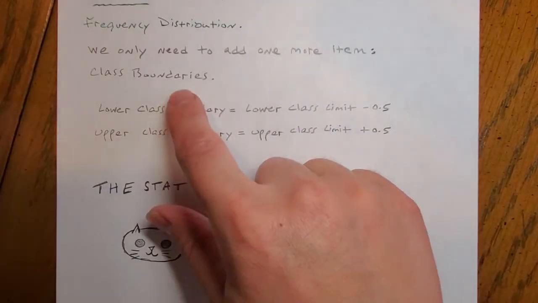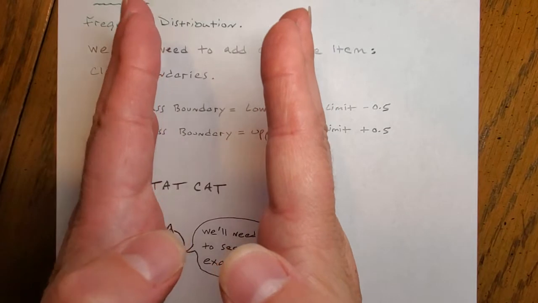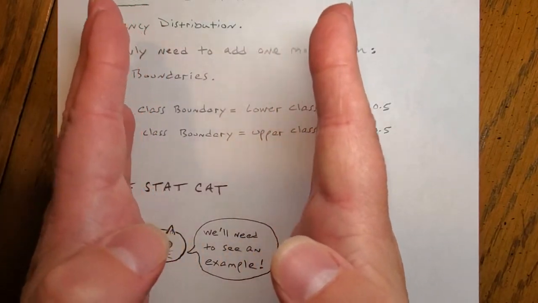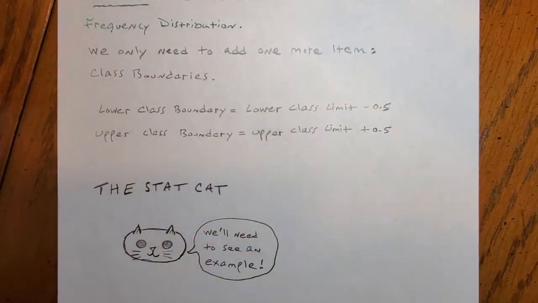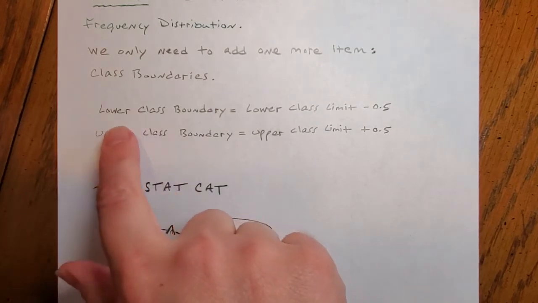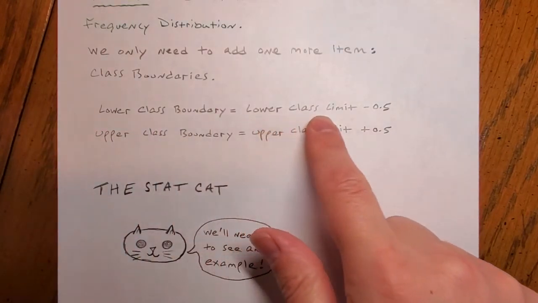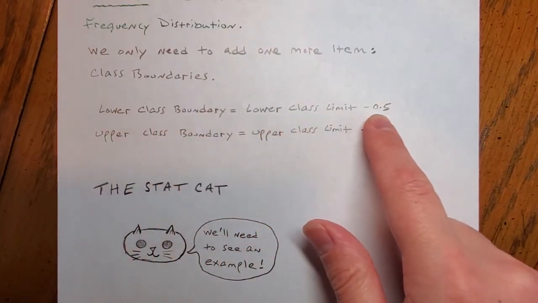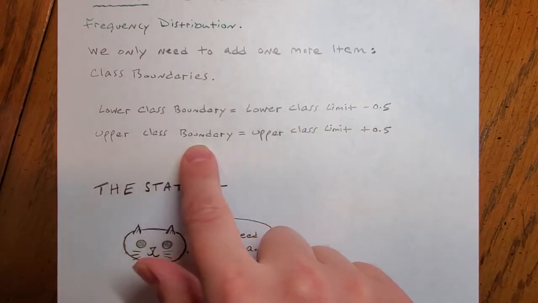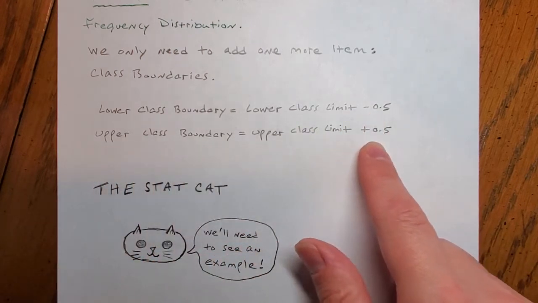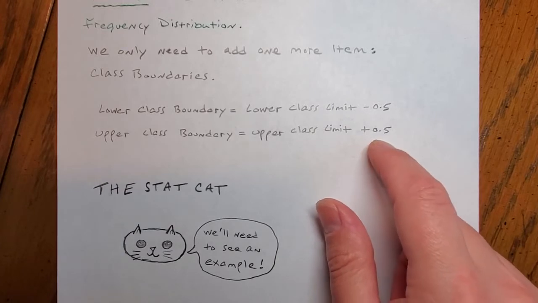The class boundaries just take the class limits and expand them just enough to fit on a graph, okay? The lower class boundary is the lower class limit, take away 0.5. And the upper class boundary is the upper class limit plus 0.5, okay?